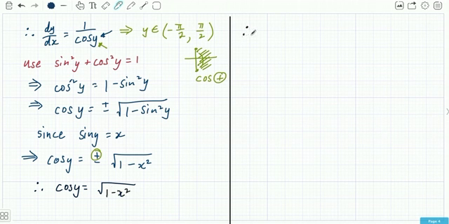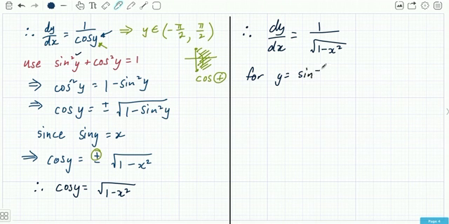So therefore, dy dx, which is what we were trying to find all along, which is 1 on cos y, is actually 1 on the square root of 1 minus x squared. So instead of being 1 over cos y, which was not helpful to us, we looked at the link between sine and cos. We already knew what sine was. We wanted to find cos y. We substituted sine y out with the x, and then found which branch cos y coincided with. So dy dx equals 1 on the square root of 1 minus x squared for y equals inverse sine of x. So that's actually the derivative of inverse sine.